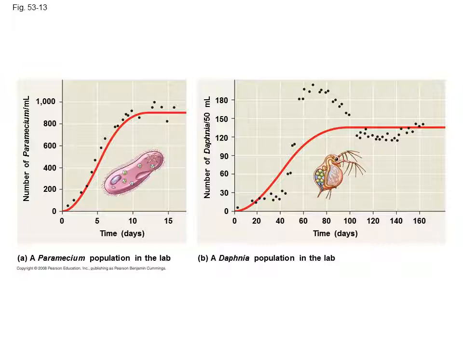By comparison, Daphnia, which is a water flea, you can see here they exhibit both an exponential growth curve and then coming back down to a logistic growth. They would exhibit the J-shaped population in the beginning, and then they would have a population crash. That would be fairly significant over a short period of time, and then they would rebound.